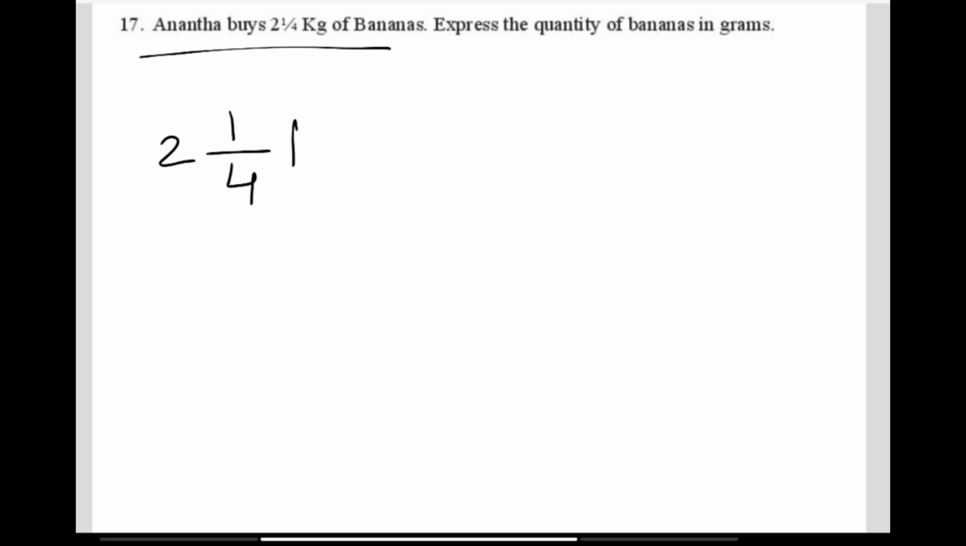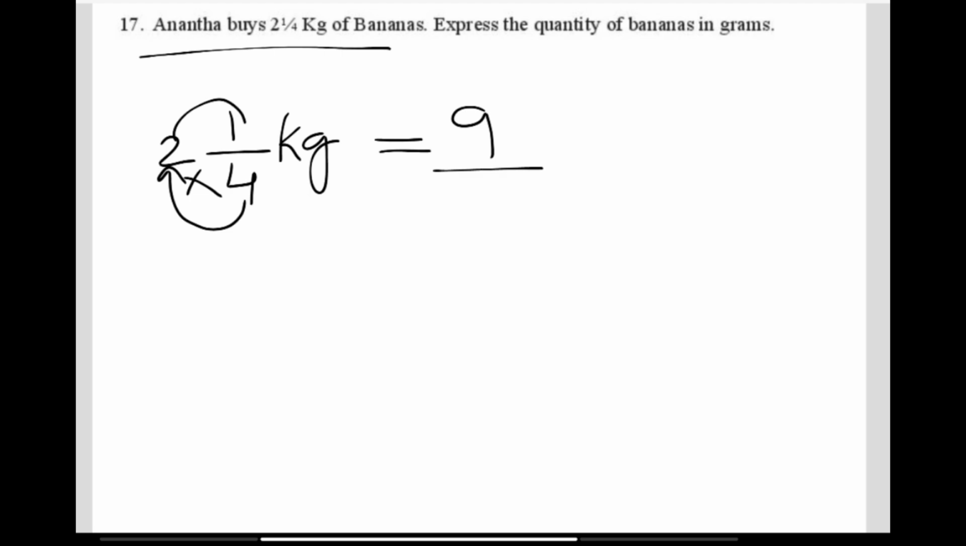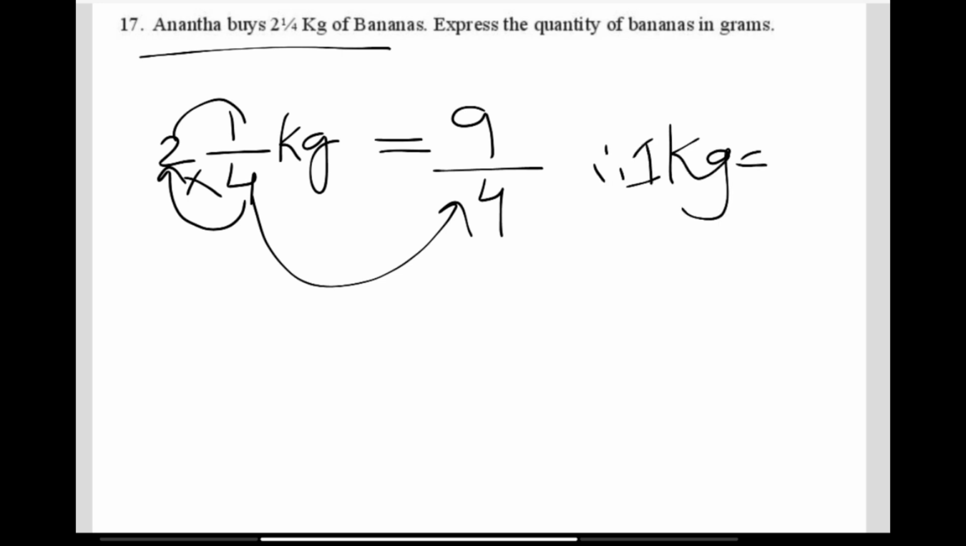We'll write the kg here like this. What you have to do is change it into an improper fraction. So here 4 2s are 8, 8 plus 1 is 9, 9 divided by 4, with the denominator as it is, that is 4, right? Now you tell me, 1 kg is equal to how many grams? Yes, very good. It is 1000 grams, right?